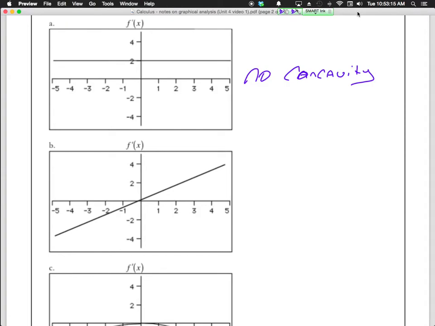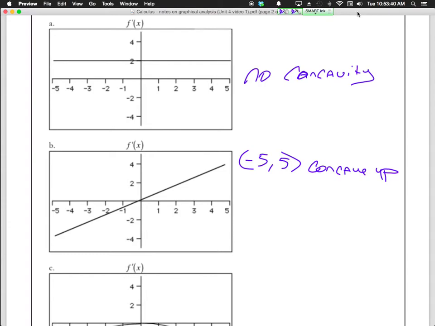What about the second one? It is increasing. F prime of x is increasing, which means what? Concave up. So our interval would be -5 to 5. We are concave up. How do I know I'm concave up? F prime of x is increasing.